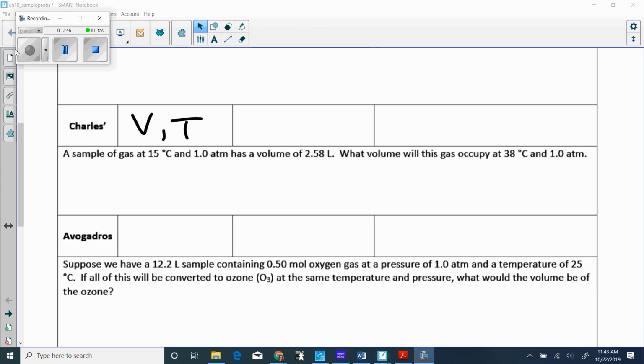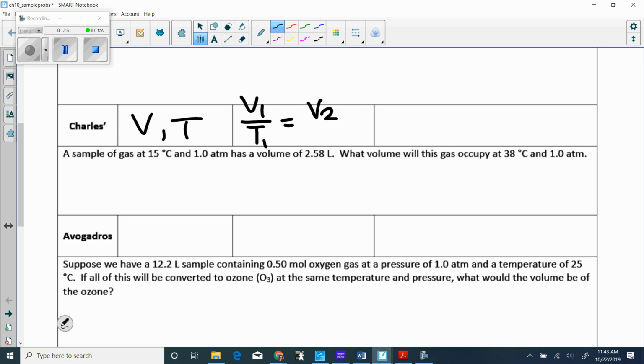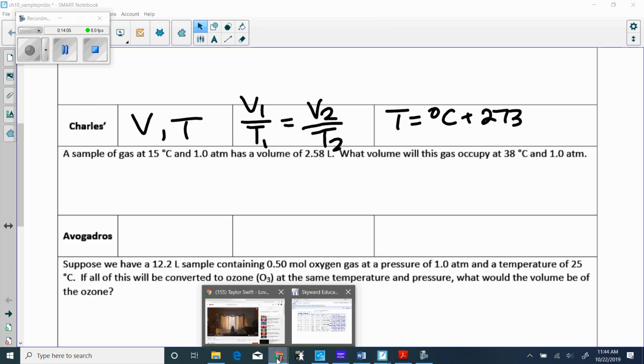Okay, volume and temperature. V1 over T1 equals V2 over T2. Temperature has to be in Kelvin for all gas problems. So make sure you convert your temperature to Kelvin. This is a direct relationship. When one goes up, the other goes up. When one goes down, the other goes down. Ready, go.